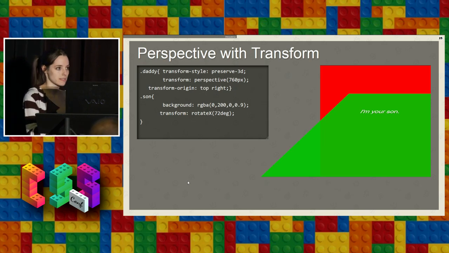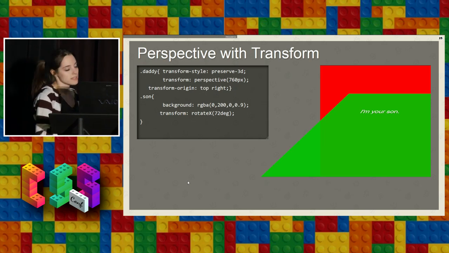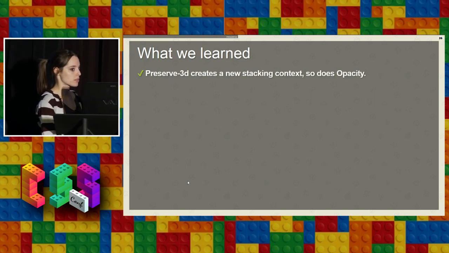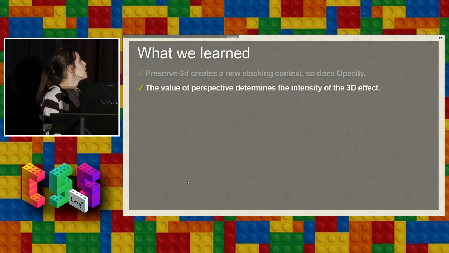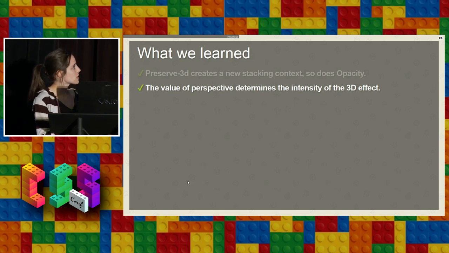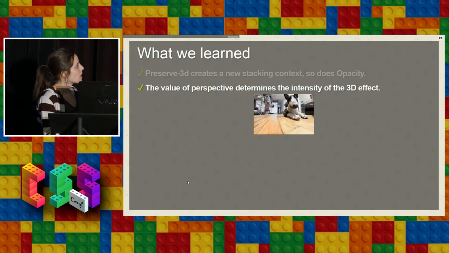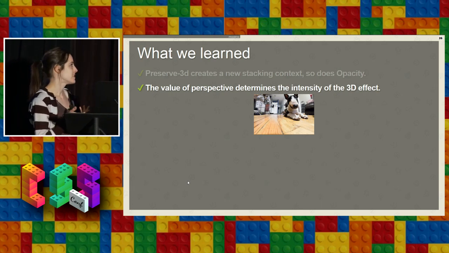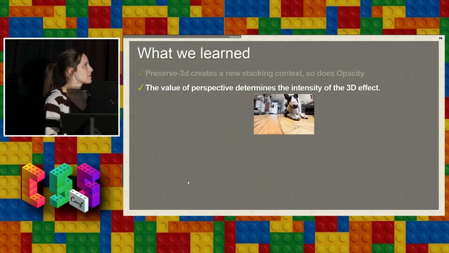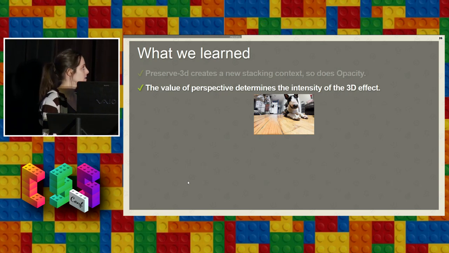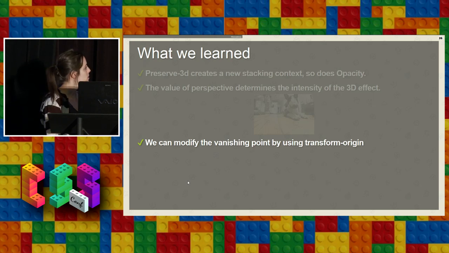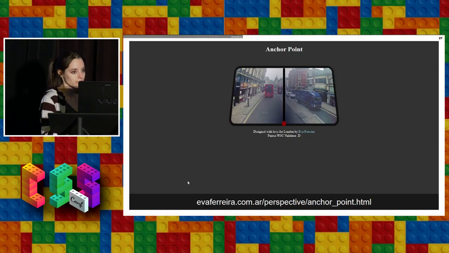I don't know if you heard, but opacity causes this problem as well. So we have these things: preserve-3d creates a new stacking context, and so does opacity. And the value of the perspective determines the intensity of the 3D effects. That means, for example, if we are a little ant looking at the dog, we'll see a big 3D. But if we are a human being, we may not see the effects so big and intense. And we can modify the vanishing point or the anchor point by using transform origin.